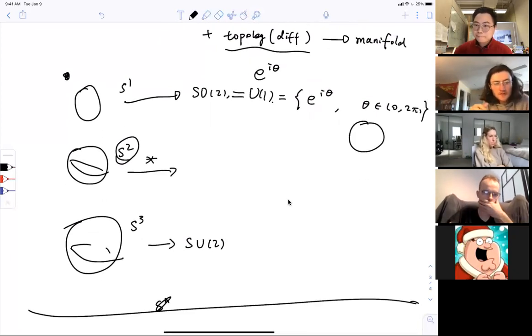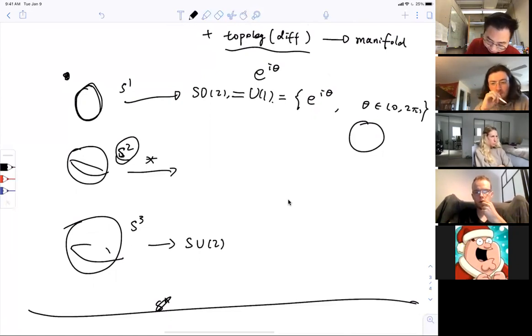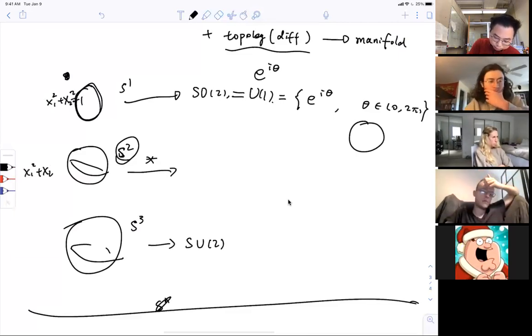So these manifolds are a circle, a 2-dimensional sphere, and a 3-dimensional sphere. A circle is a sphere in 2 dimensions, a 2-dimensional sphere is a sphere in 3 dimensions, and a 3-sphere is a sphere in 4 dimensions. It's x1 squared plus x2 squared equals 1. This is x1 squared plus x2 squared plus x3 squared equals 1, and so on with x4 squared.